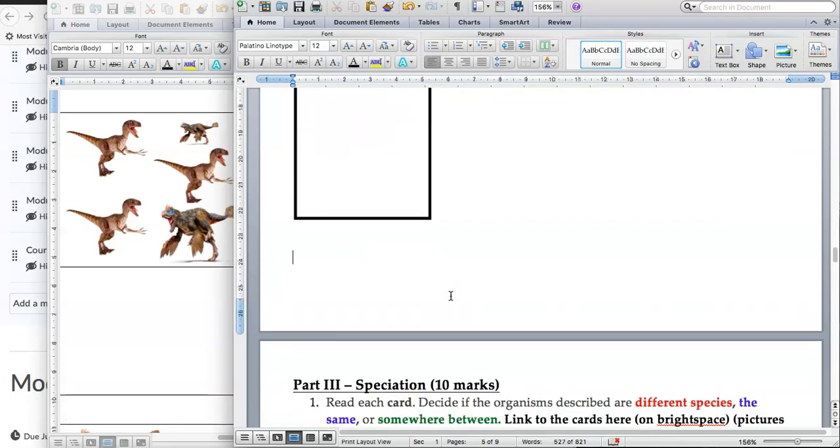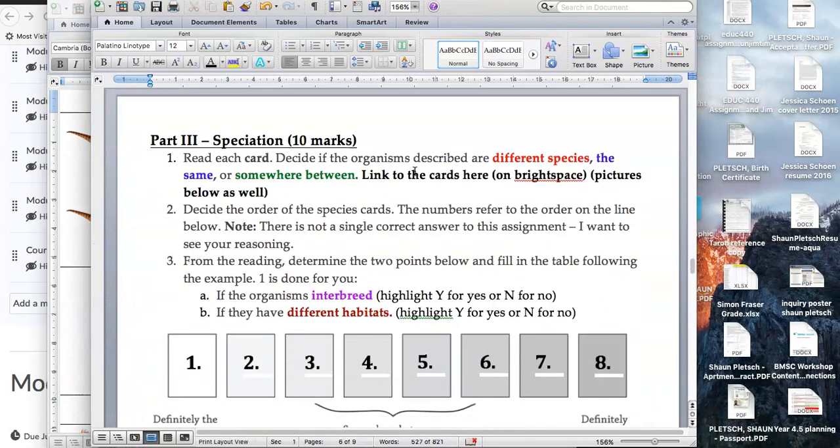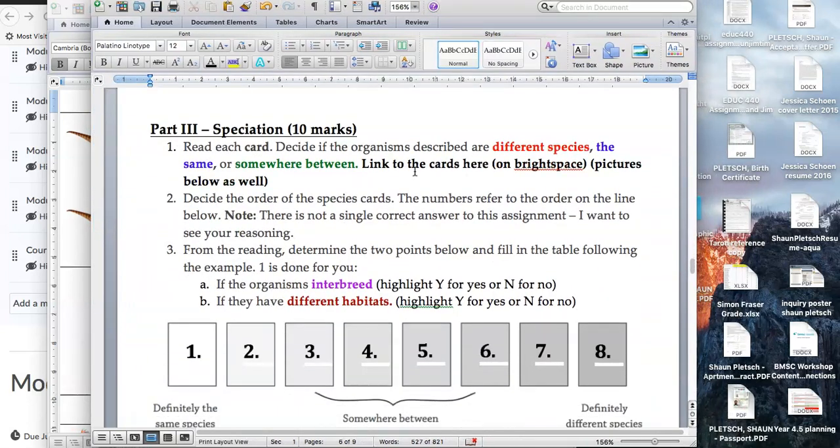Cool. Now the last part is all about speciation. And remember how I always yell about biology always changing. It's not deterministic, which means we never know the exact outcome. People debate everything. That's where this assignment kind of comes from.